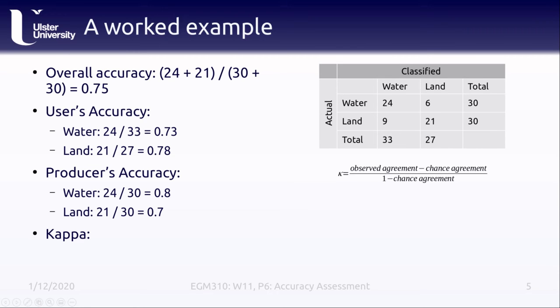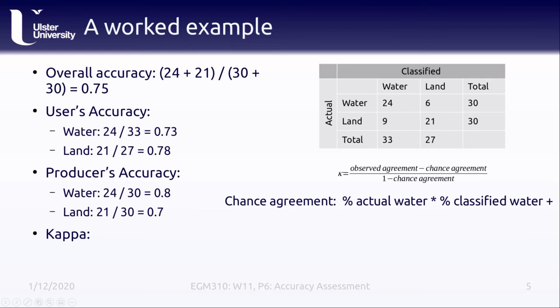To calculate the Kappa coefficient, we can start with the formula that you see here. For water, the chance agreement is the percentage of our sample pixels that are actually water multiplied by the percentage of our pixels that are classified as water. So the percent that is actual water is 30 divided by 60, because our total number of sample pixels is 60. And the percentage of pixels that were classified as water was 33, again divided by 60. The percent actual land is also 30 over 60. We have a balanced sample. And the percent classified as land is 27 divided again by 60.